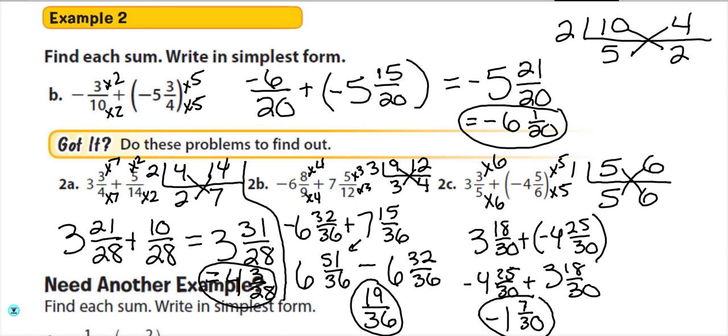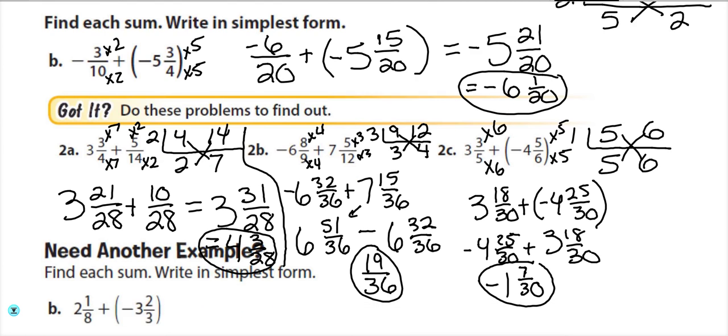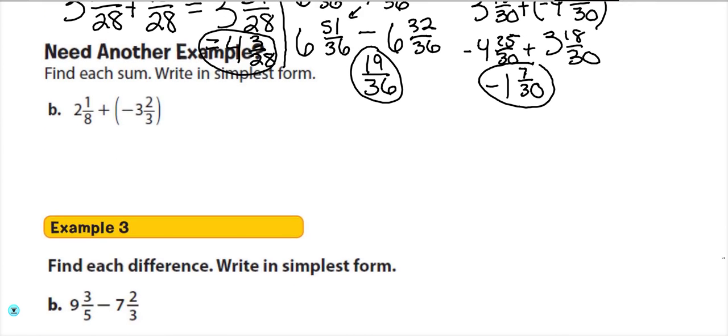Okay, let's try the next one. All right, we have 2 1/8 plus negative 3 2/3. So let's put our 8 and 3 in a box because we know 3 won't turn into 8. So it's going to be 8 and 3, so it's just multiplying by each other. So this is going to be a 24 on the bottom here.